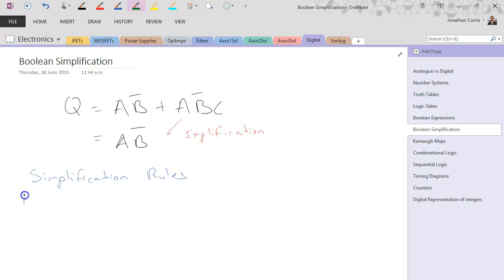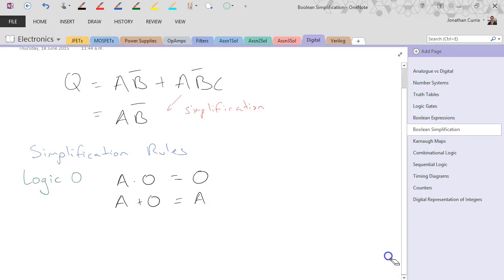So operations with logic 0. A AND 0 equals 0, always. It doesn't matter what A is, if the other input is 0, then the output has to be 0 as well. A OR 0 is always equal to A. Right? If A is 1, then it's going to be 1 here. If A is 0, it's going to be 0 here. So you can see how it moves itself across.